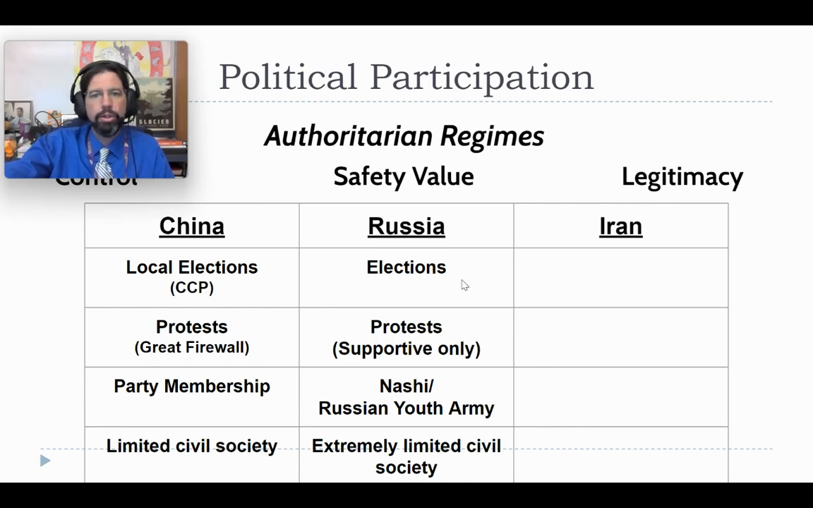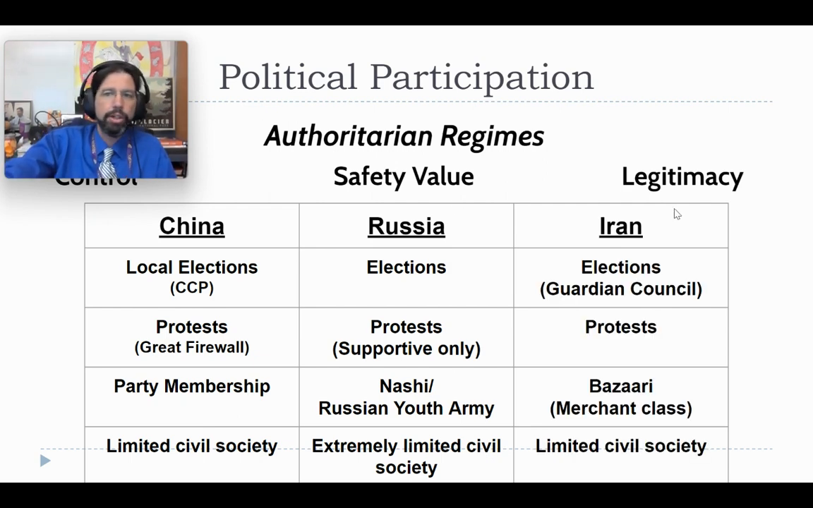Russia has elections, of course, but they're entirely manipulated. They're not free and fair. There are protests that are supportive of the regime and of the war in Ukraine. Nashi, the Russian Youth Army, is where young people are politically controlled from a young age. Civil society is extremely limited, and especially during the war now, it almost doesn't exist.